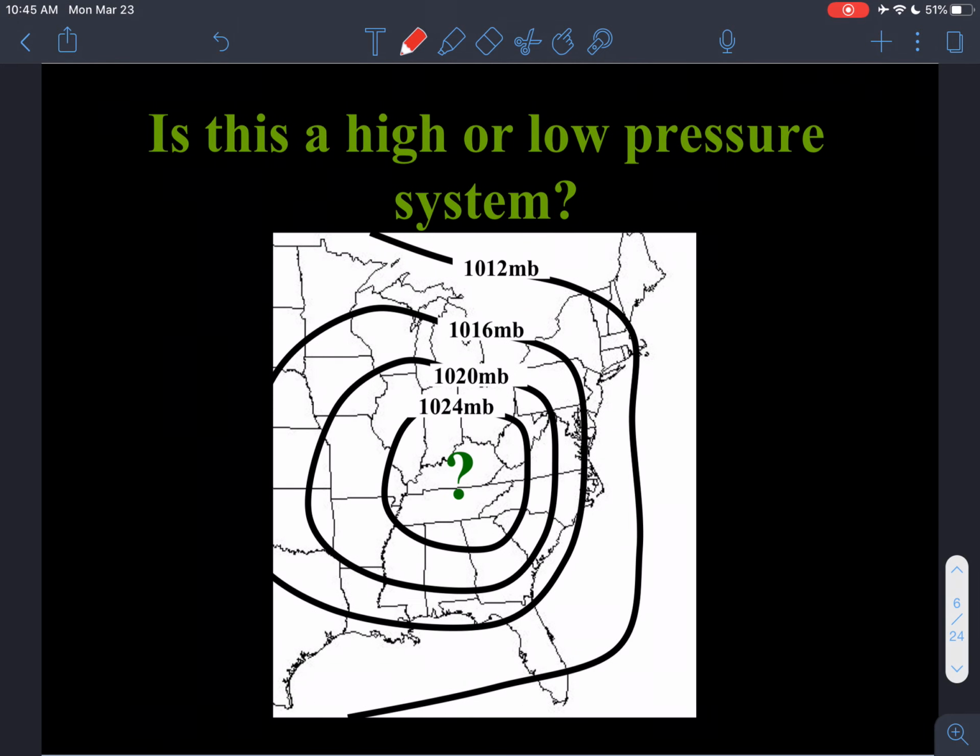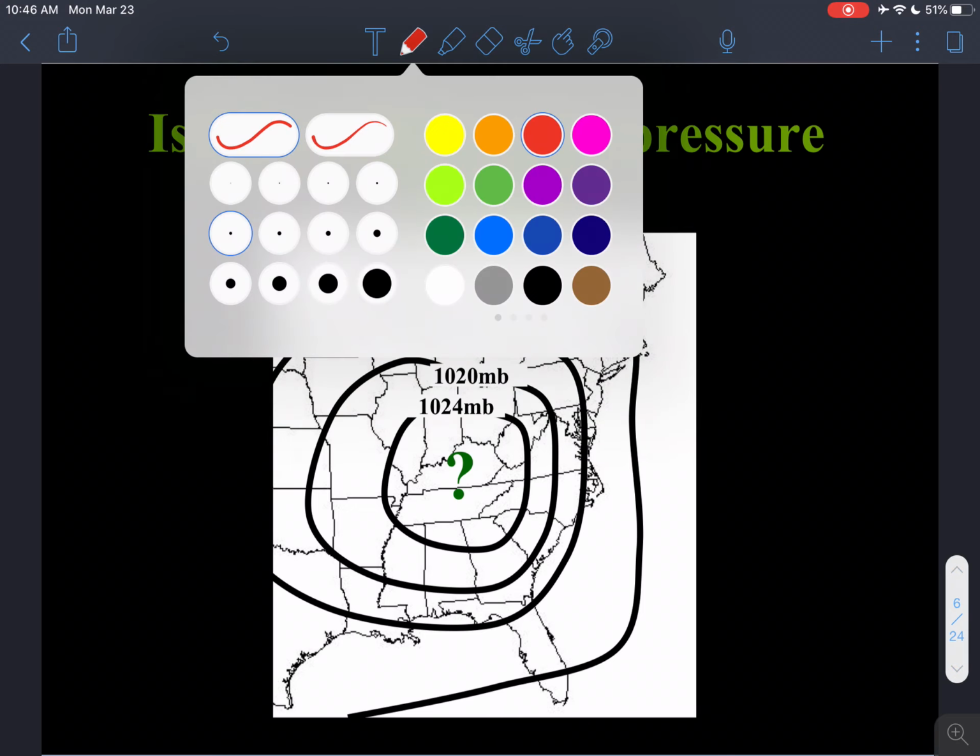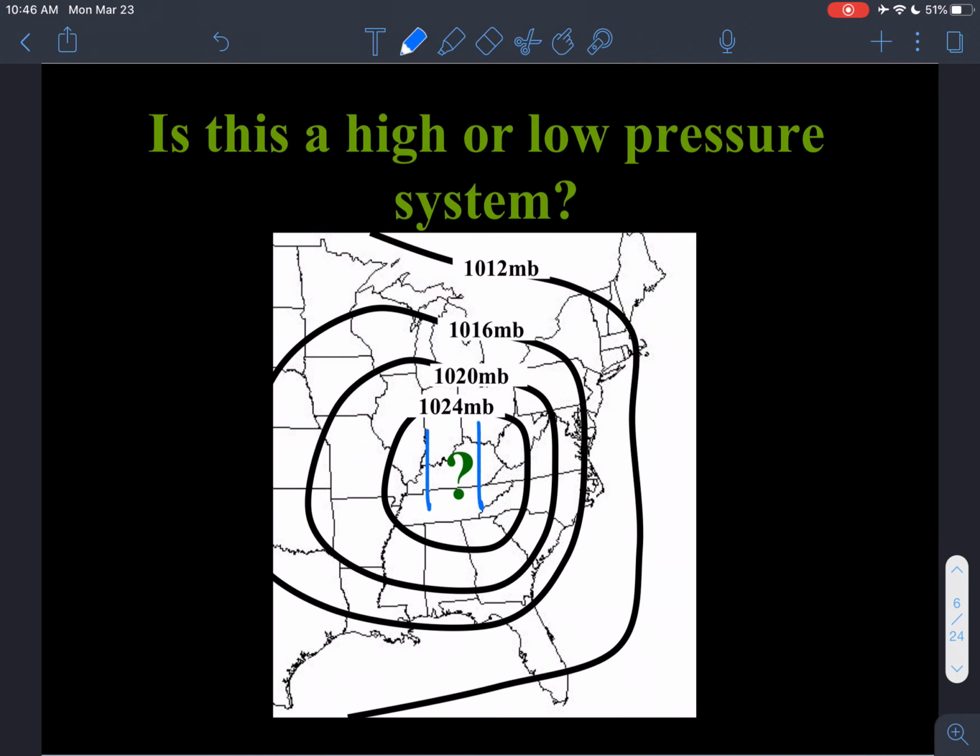In this example, if you notice, you have 1,012 millibars, 1,016 millibars, 1,020, and 1,024. As you get closer to the center, they are increasing, so that would indicate a high pressure center.